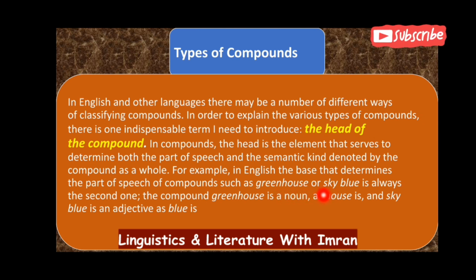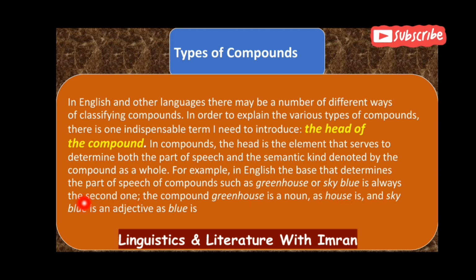And here we can see sky blue. Here we have the second one, that is blue. Blue is an adjective. Then we can say that this word as a whole is an adjective. So in English, the head of the compound will be the second one, right? This is the head, blue. And house is the head. This is the second one. Here we discuss, right, that the head is the element that serves to determine both the part of speech and the semantic kind denoted by the compound as a whole, right?